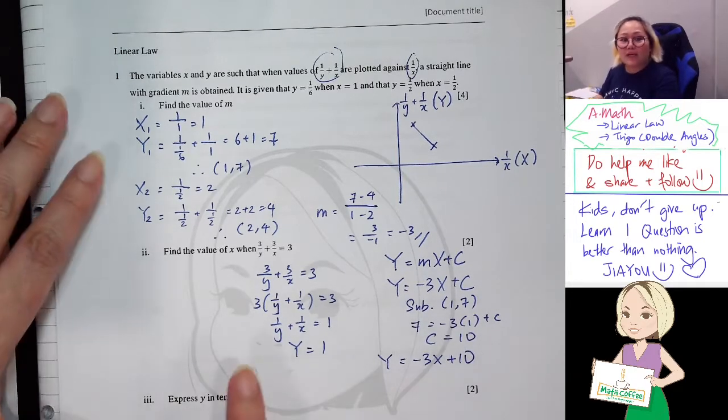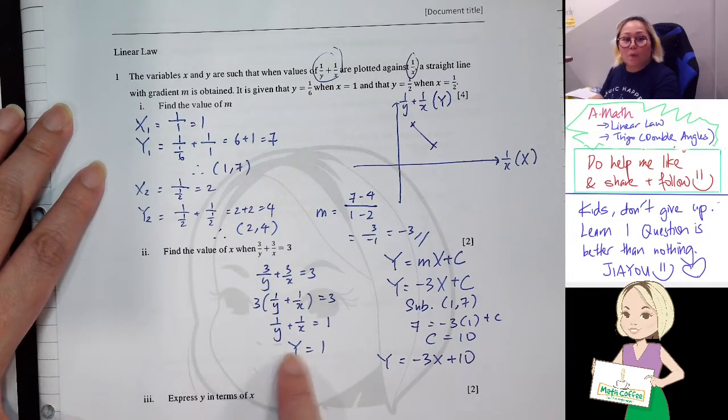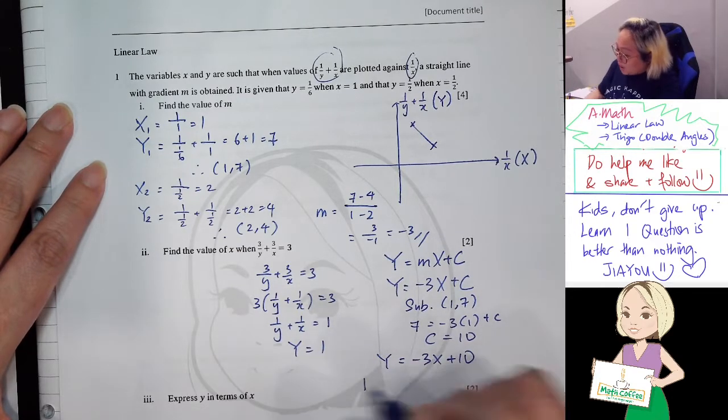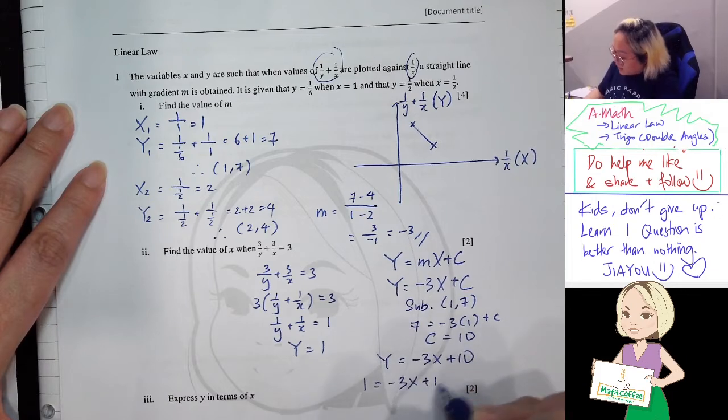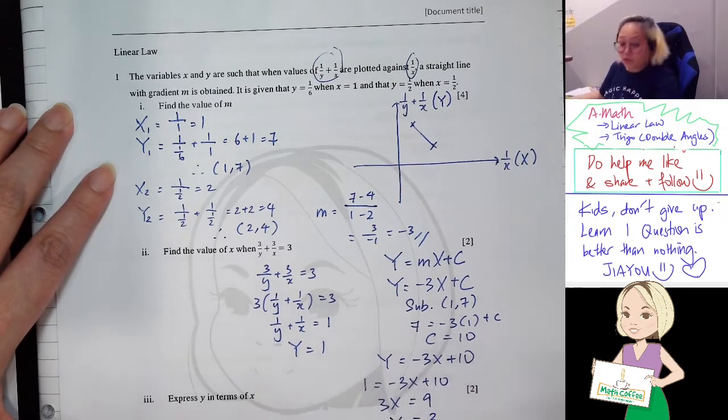Okay, now I'm ready. Just now I was supposed to find out what my small x is, and now I have my big Y. So I'm going to sub this big Y into the equation of the line. Both are big Y, you see. So it will be 1 equals minus 3x plus 10. So 3x equals 9, so my x equals 3.